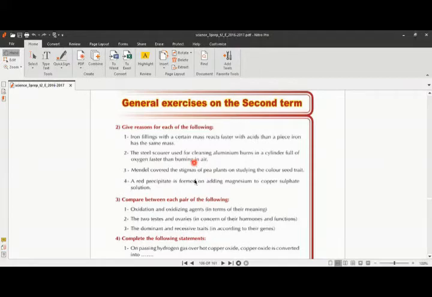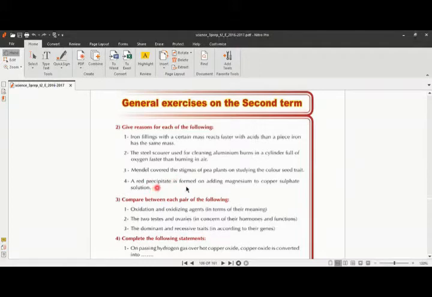Mendel covered the stigmas of pea plants when studying the seed color trait. He covered the stigmas. The stigma is the female part in the flower. So he covered them to prevent cross-pollination.